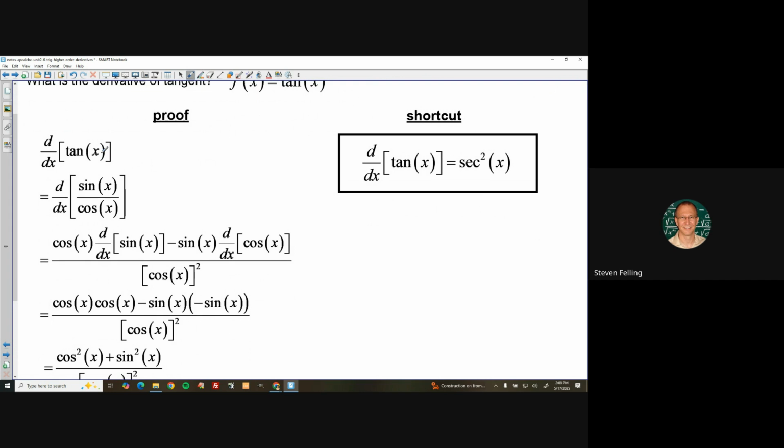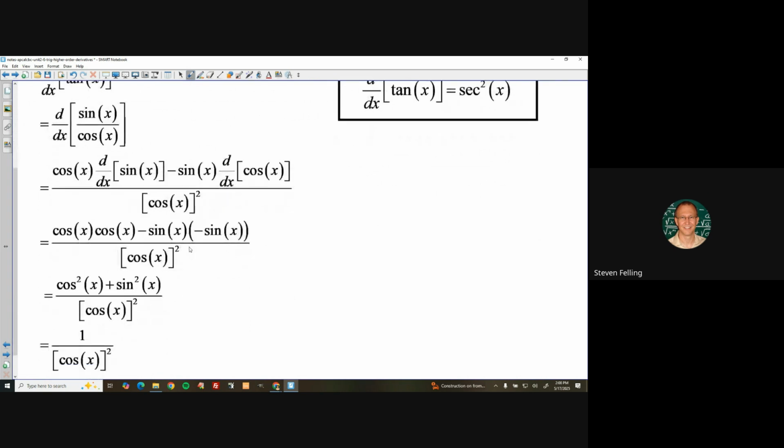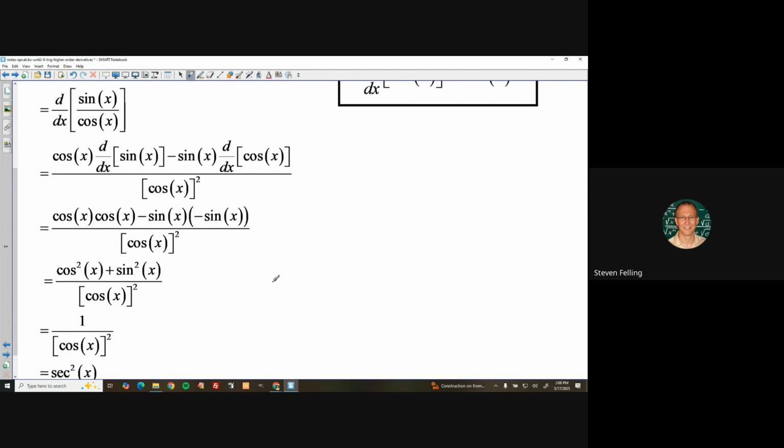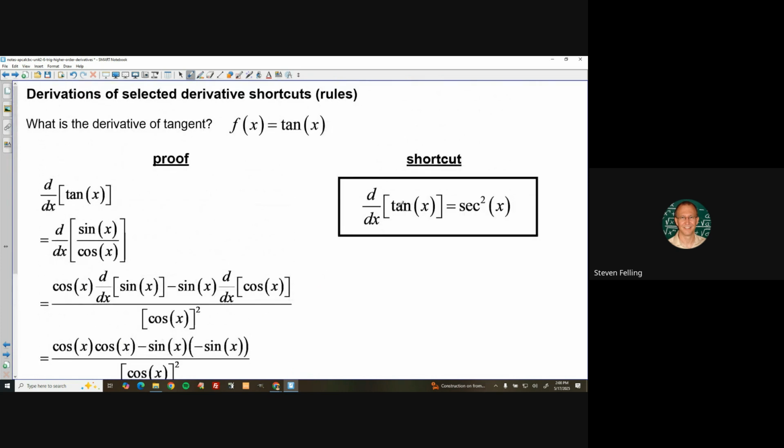Well, the tangent can be rewritten as sine over cosine, which means we can use quotient rule for the derivative. And if you simplify, you end up computing that it's 1 over cosine quantity squared, which is, since 1 over cosine is secant, secant squared. So we'll need to memorize that the derivative of tangent is secant squared.